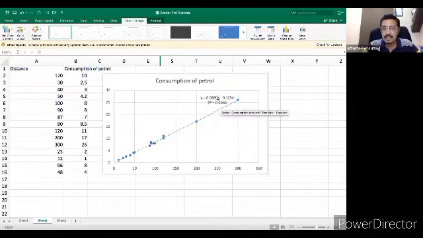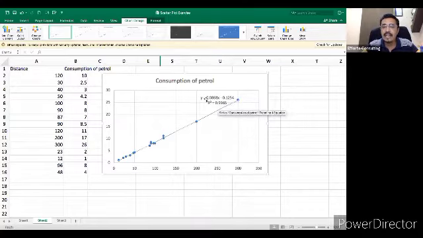Y is my outcome, so what is the outcome? Consumption of petrol. Okay, m is what? M is my slope, right? And x is what? X is the distance traveled, right? And this is my constant.